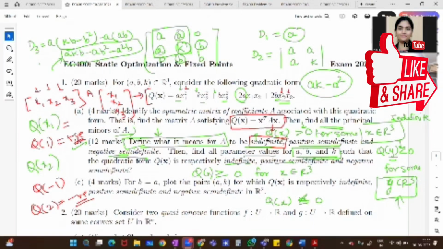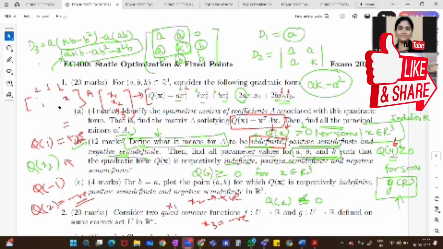So that's why for indefinite I'm considering at least two variables, x1 and x2. Then only I'll be able to get different values, right? At least two. So even if x1 and x2 come out positive, if x3 is negative, then it works for indefinite.